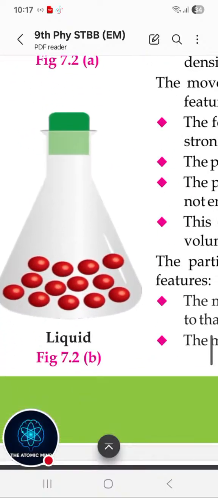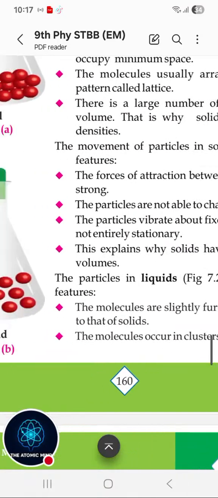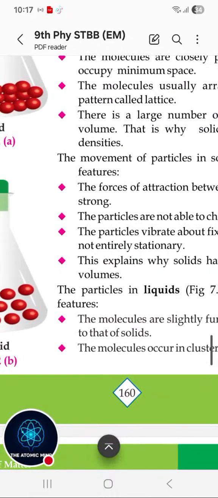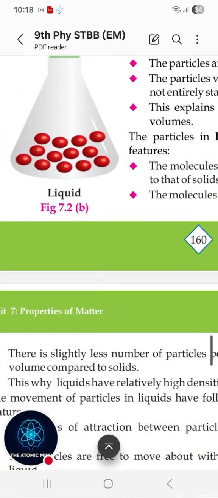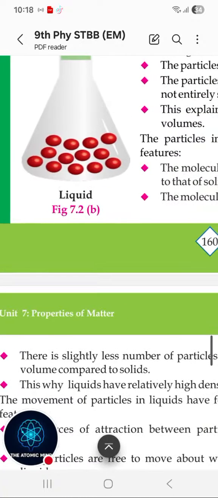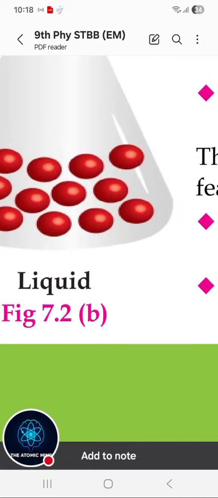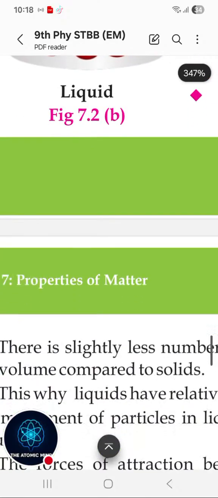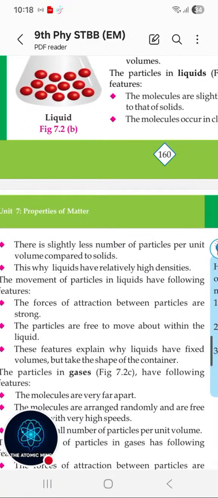Molecules are apart from each other. Molecules have small distances between them, unlike solids, where particles were intact with each other. The molecules occur in clusters. There is slightly less number of particles per unit volume compared to a solid. If we take a square unit area, we can see there is a small number of molecules as compared to a solid, so they have less density than a solid. That's why liquids have relatively high densities.